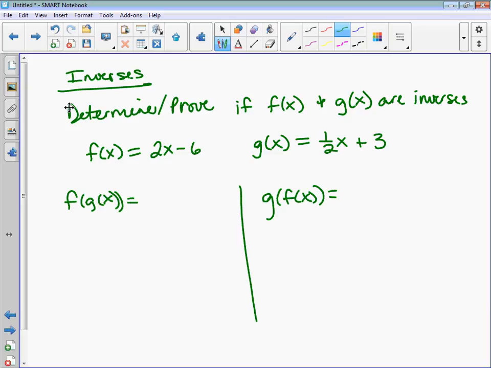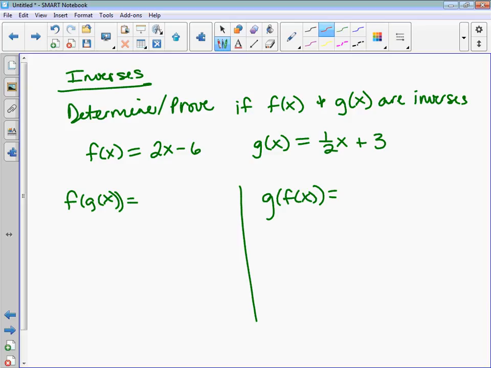So if you do the composition for the first one, like f of g of x, and you get anything other than x, you don't have to do the second one. You can say, no, they're not inverses, okay? But if the first one works out to be x, then you have to do the second one to see if it's also x. So let's try f of g of x.